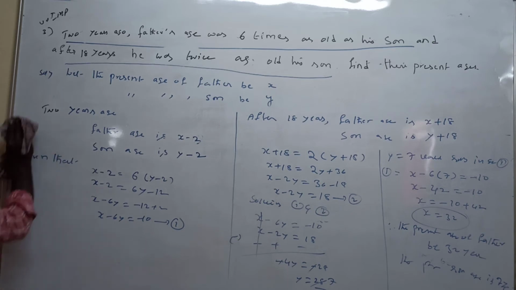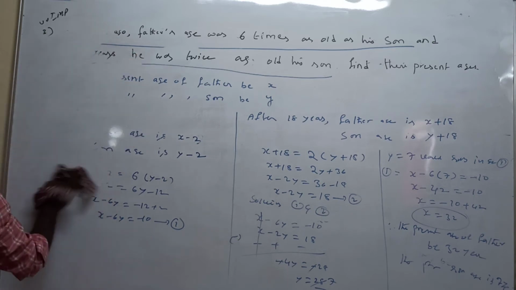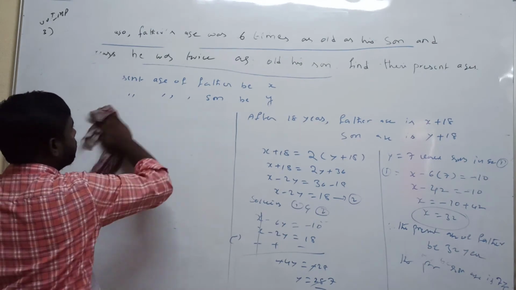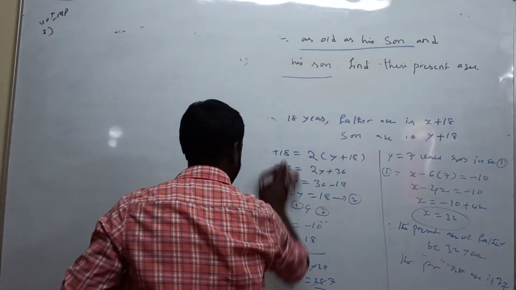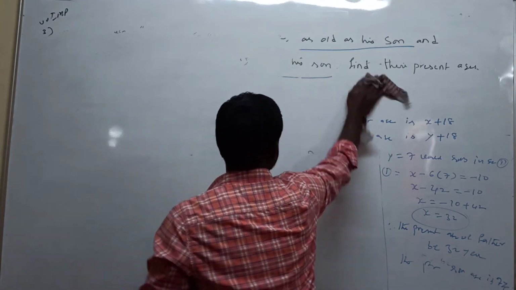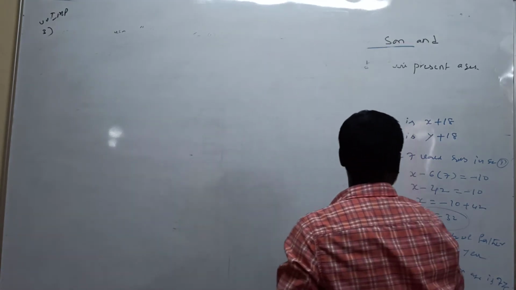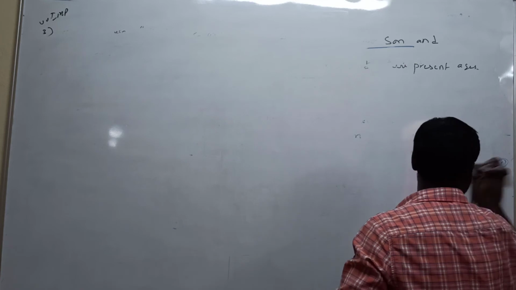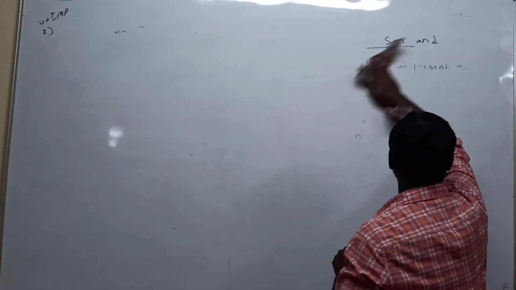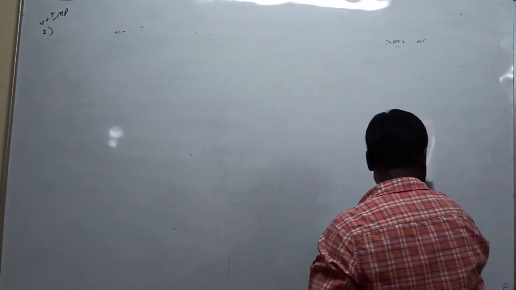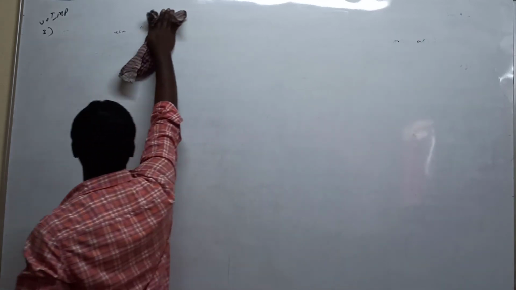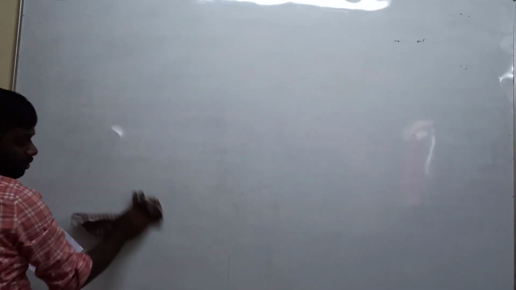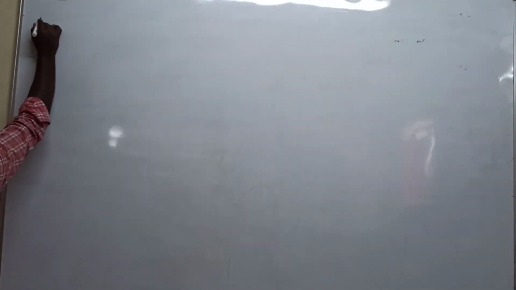Okay, the question. So very important, very easy. First of all, we read the given question. After that, we can understand. After that, we assume which one is x and which one is y. So fifth question. Question very important, very easy.